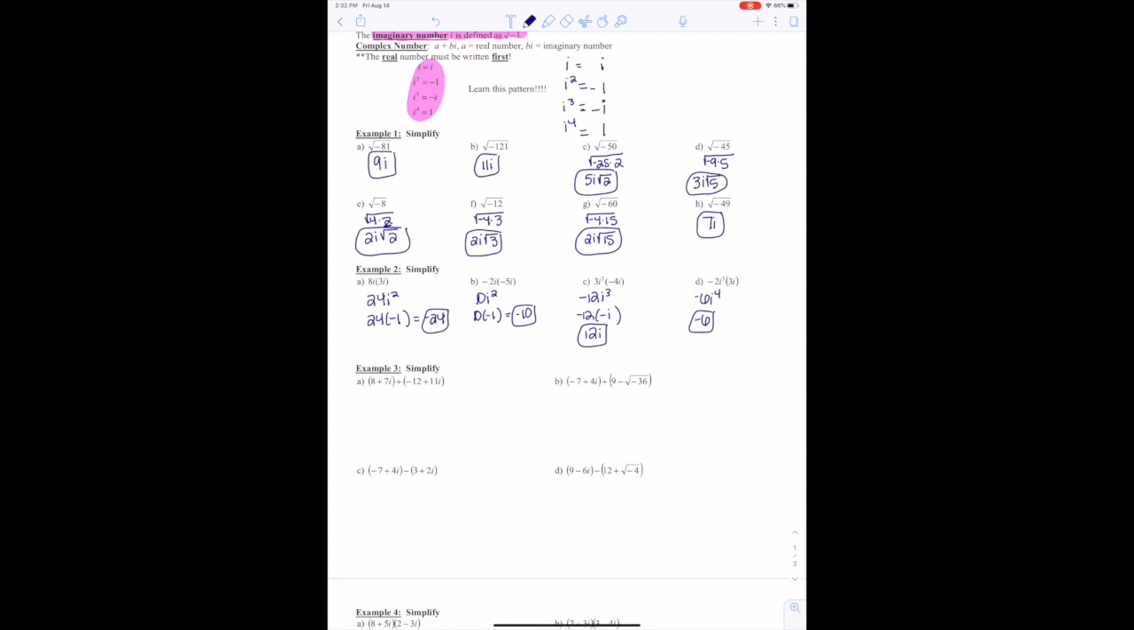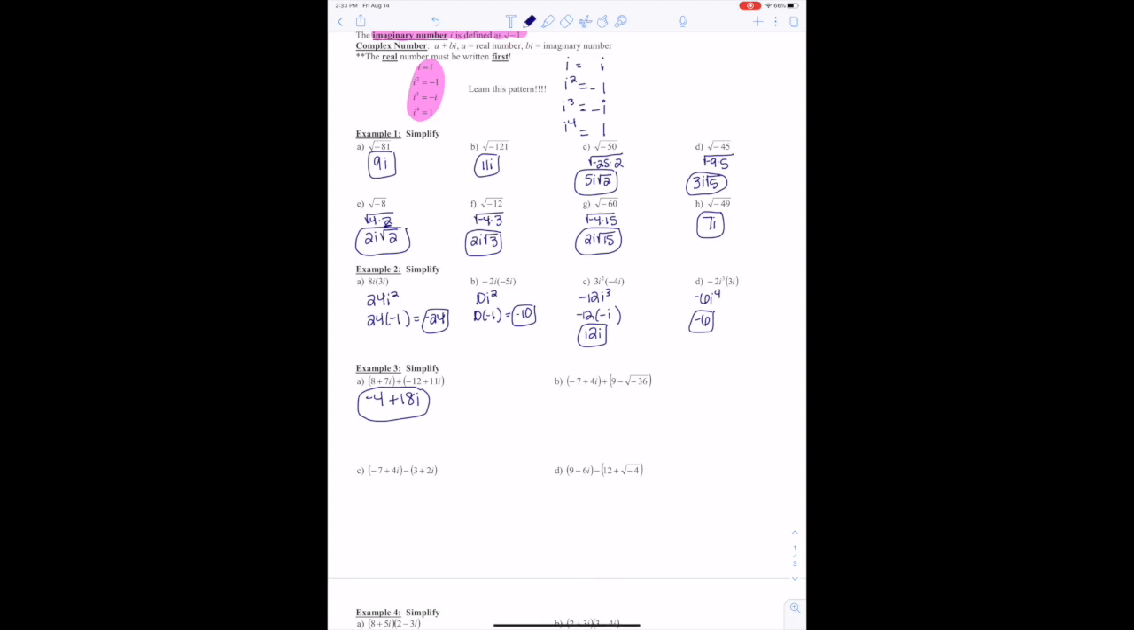Simplifying radicals in example 3. You treat i just like it is a variable. If it has an i, you can combine them. If it doesn't have an i, you can't combine it, or you combine the ones that don't have an i. So for A, 8 plus -12 is going to be -4. 7i plus 11i is 18i. And you cannot combine -4 and 18i, just like if it had an x with it. So this is our final answer.